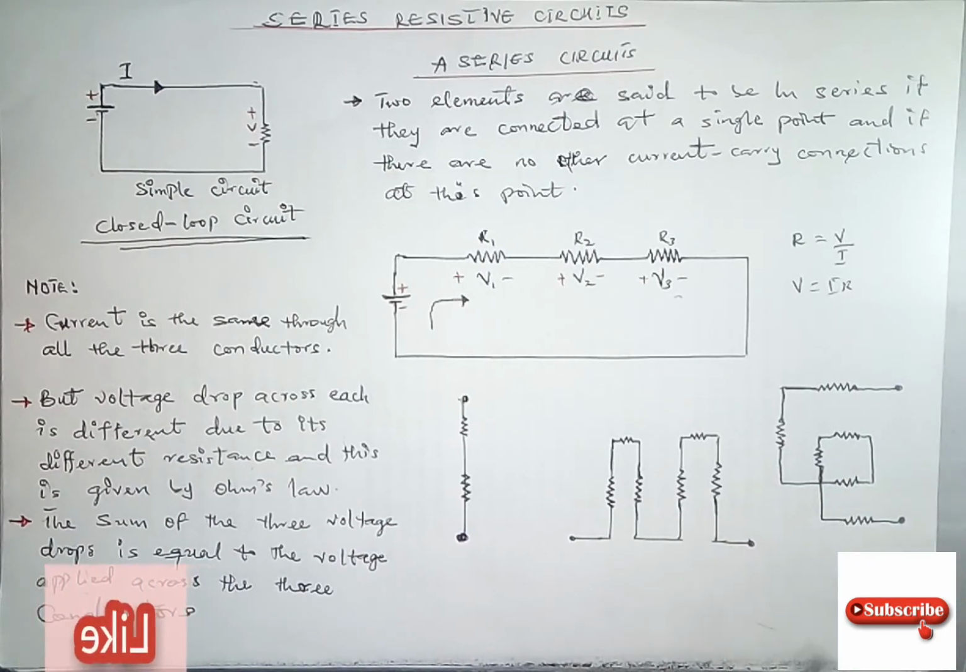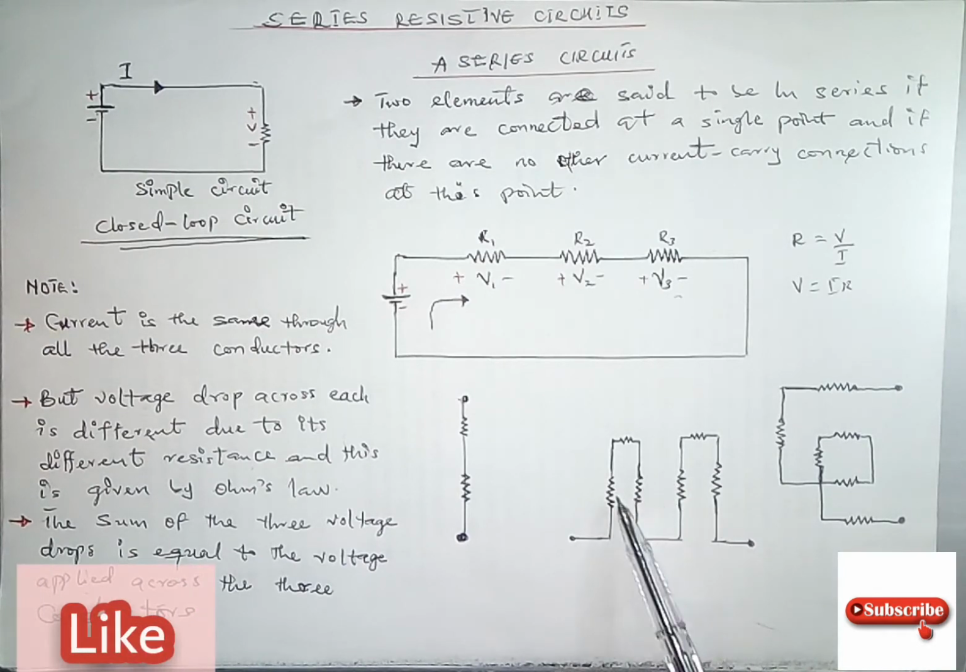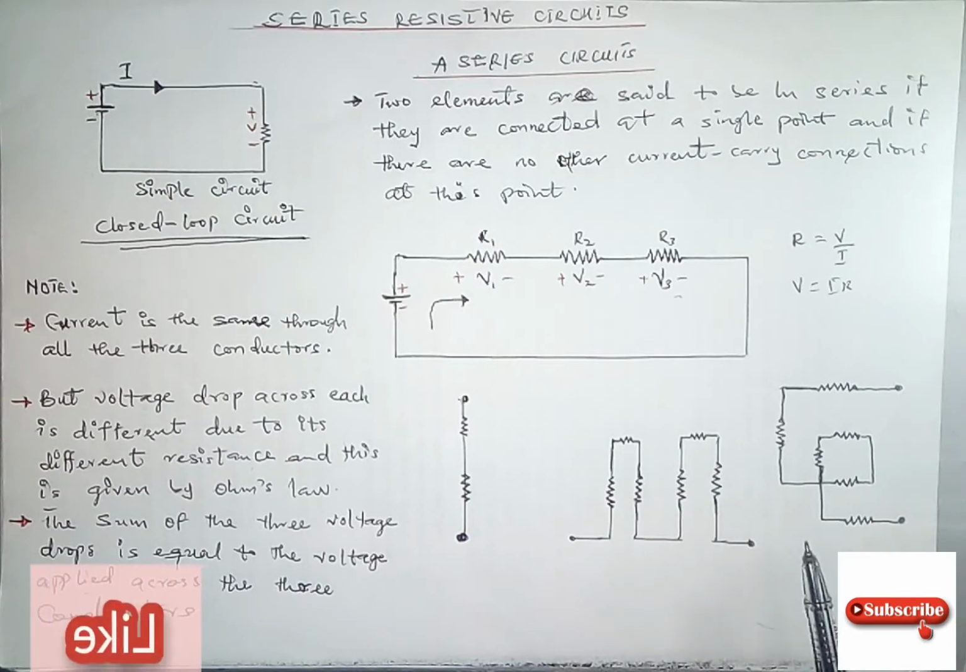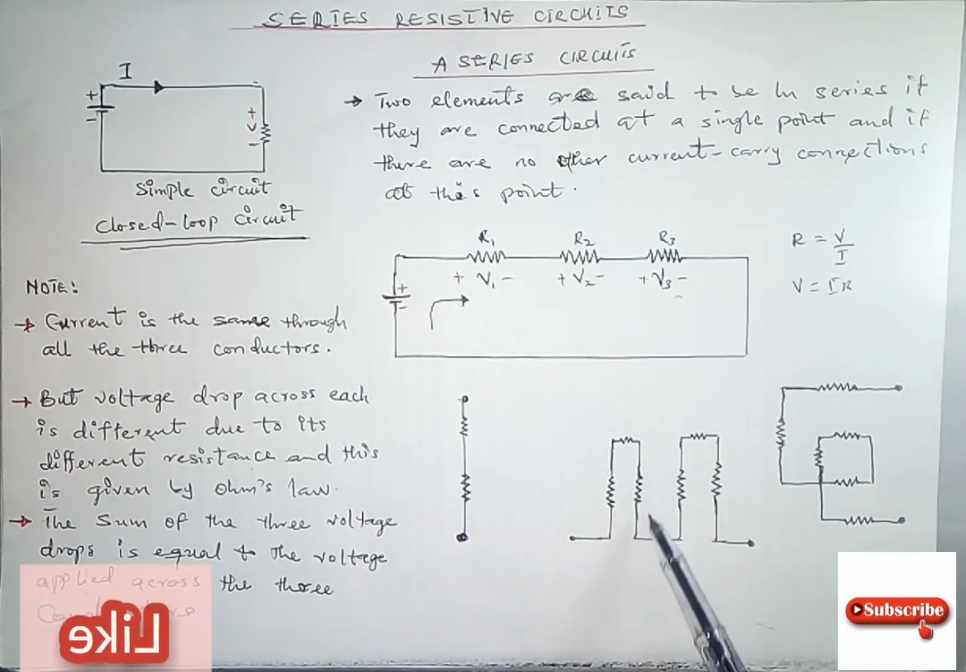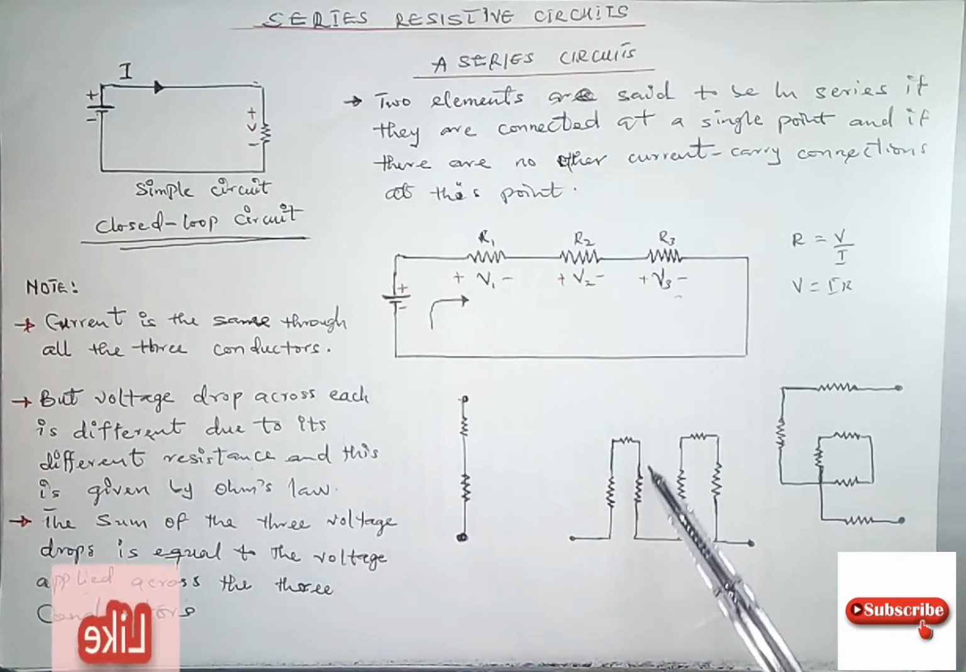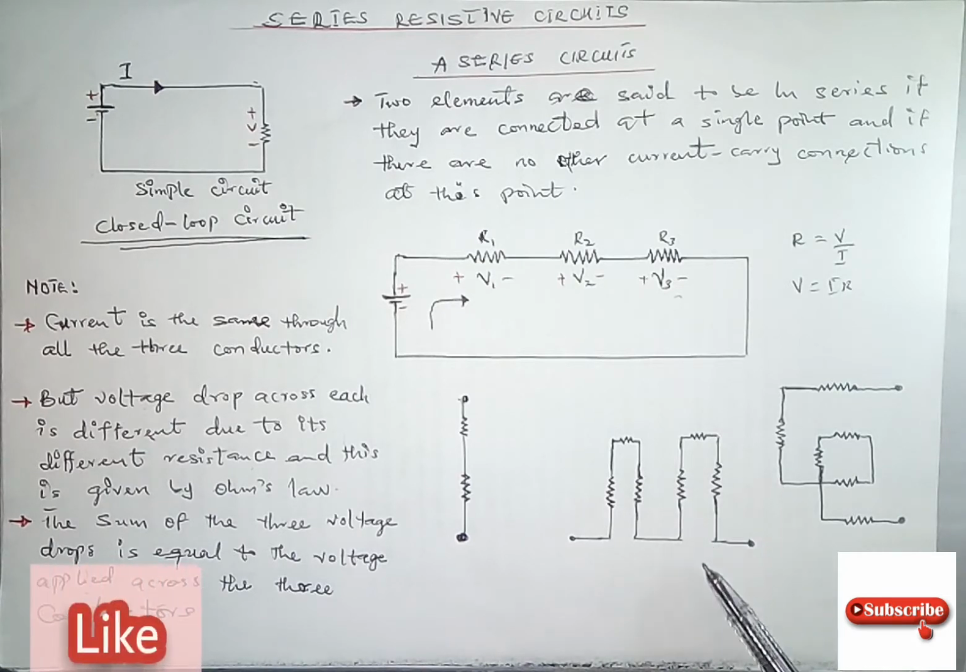So what does this mean? It means as long as the circuit elements are connected one after the other, just like we have them like this, and there is only one current path, a single current path, it is said that they are connected in series. As simple as that. It does not matter if there is a different arrangement of the elements, as long as it's just a single path that the current flows through, it is said to be a series circuit.